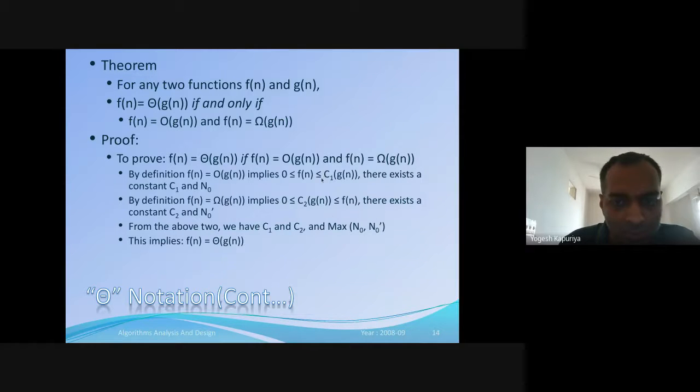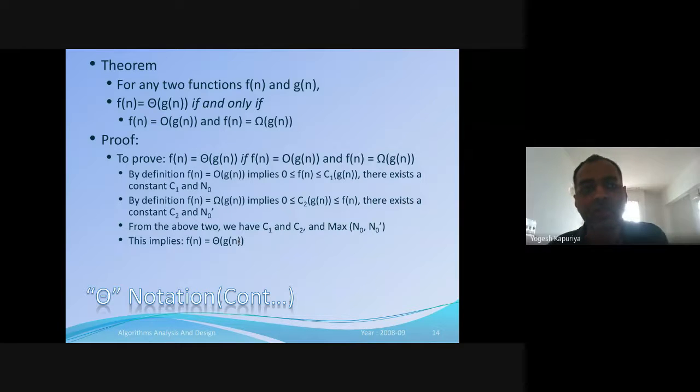So when you combine these two equations, we can easily say that we have two constants C1 and C2 and the maximum of these two, N0 and N0 dash. Because we have these constants and because we have these conditions, we can say that Fn is equal to theta of Gn. And that is actually a proof for the theorem.